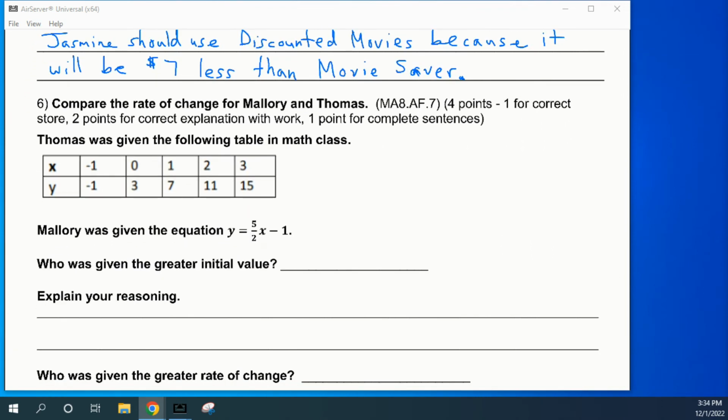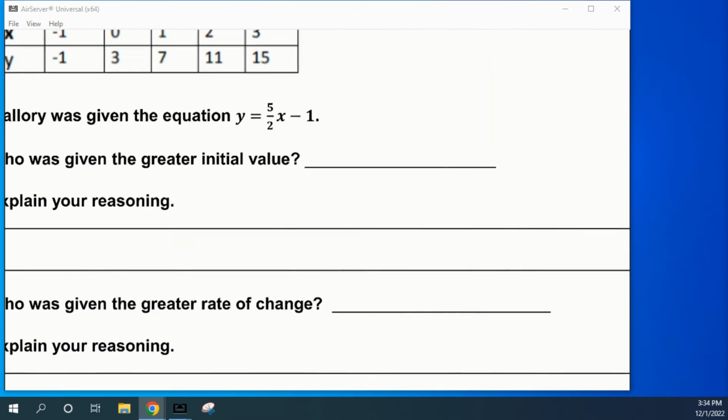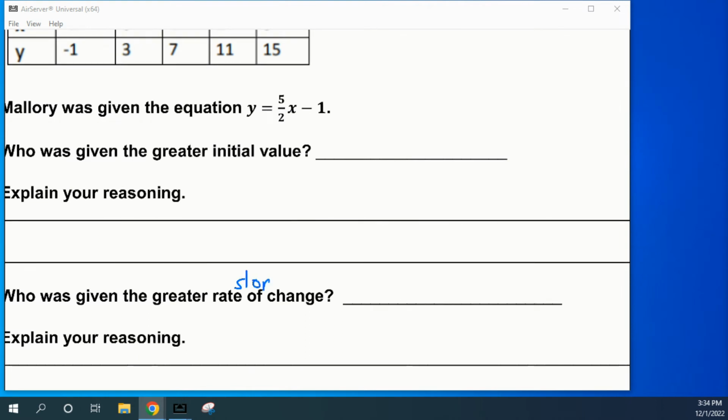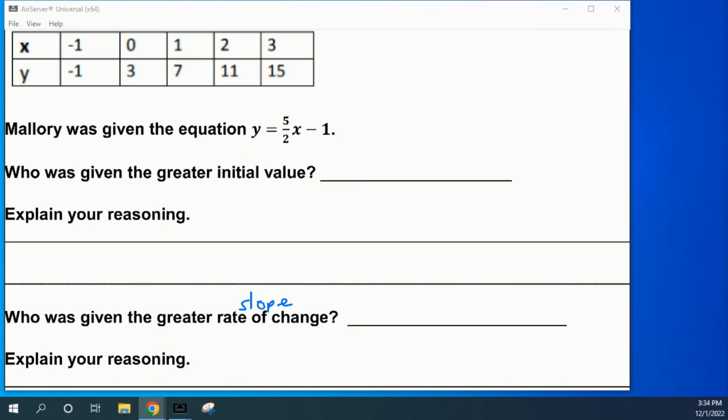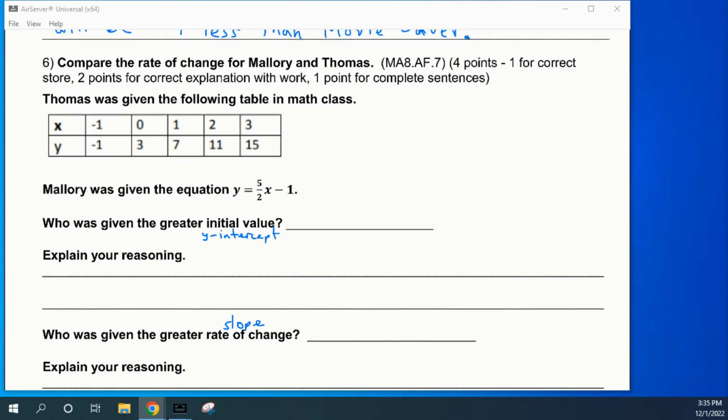Number 6. Compare the rate of change for Mallory and Thomas. A couple things before I get into this information. Rate of change, also called the slope. Initial value, also called the y-intercept. So just in case I say some different things here. So Thomas was given the following table in math class. So he got x's, y's, okay. Mallory was given the equation, perfect.